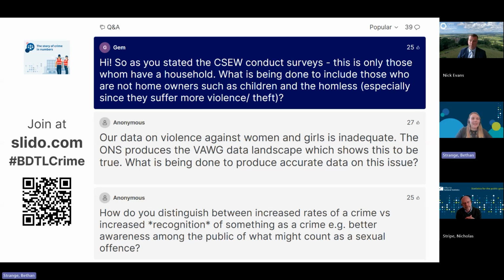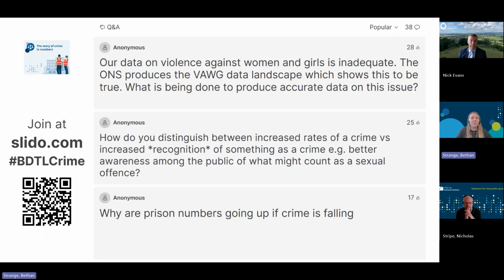Thank you, Nick. The next one we have is: our data on violence against women and girls is inadequate. The ONS produces the VAWG data landscape, which shows this to be true. What is being done to produce accurate data on this issue? Yeah, that's the reason why we try as hard as we can with those complete-on-tablet modules to capture information about those kinds of sensitive issues as part of the survey. We tend to get about 6 times more people indicating they've been a victim of something in that space than we do through the main interview itself. So that's our main route through.